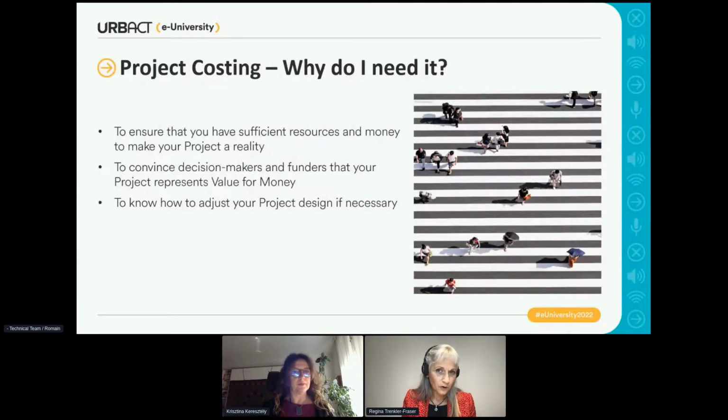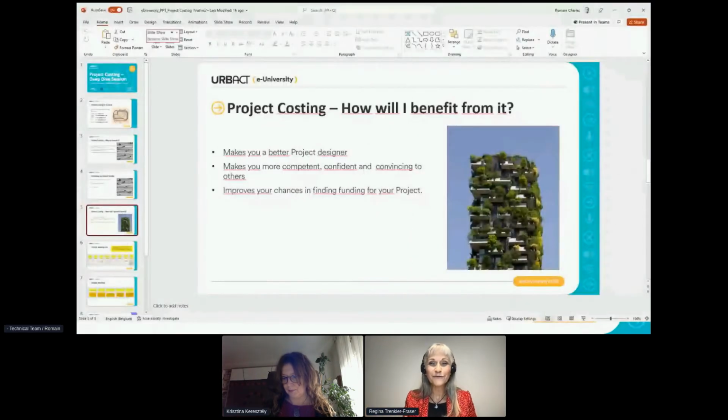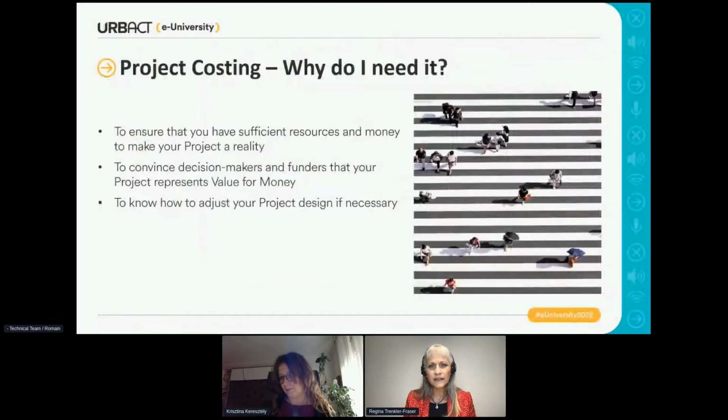The second important point is that knowing about your project costing and your project budget enables you to be more convincing to decision makers, funders, but also politicians or anybody you need to bring on board, because you come across as knowledgeable about what they let themselves in for, how much money you need. It just gives a better impression.